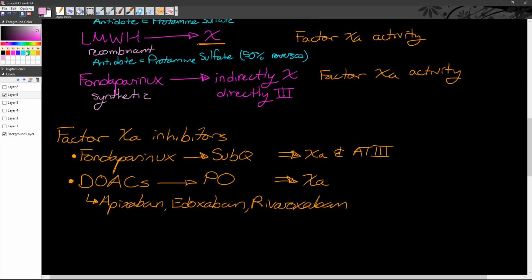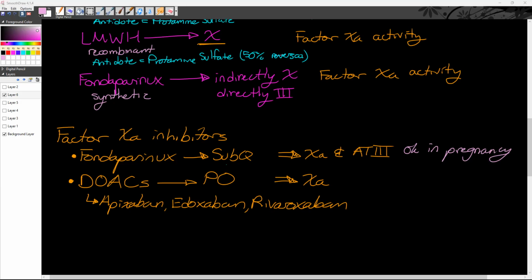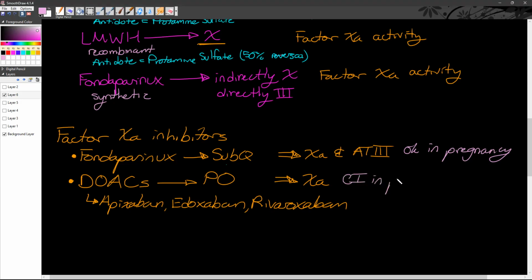That being said, what's important to know is that fondaparinux is okay in pregnancy. So if you need to give a drug for pregnancy, fondaparinux is one of those that's okay. The other one I think is heparin, if I remember correctly. You cannot give a DOAC in pregnancy. They cross the placental barrier and they would cause the baby to bleed to death. Not good.